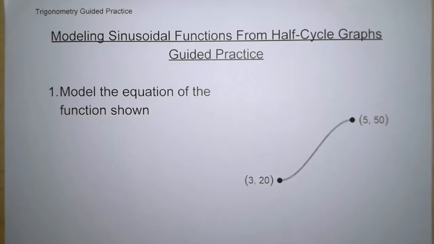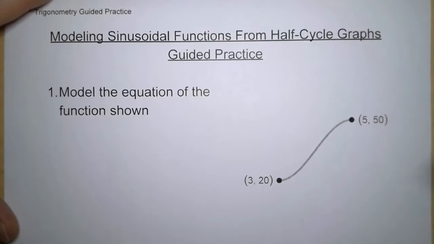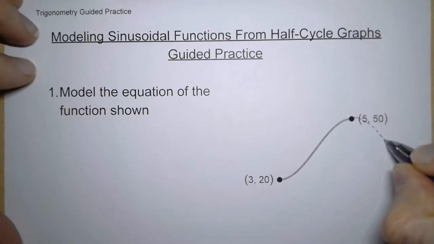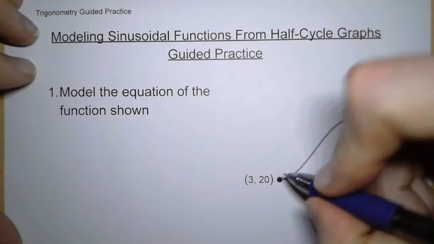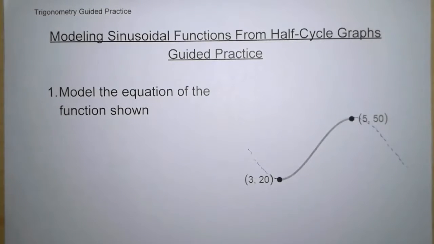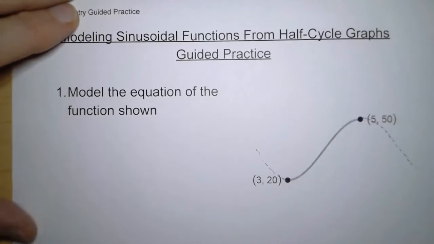So let's get started. Here we have this half-cycle graph, and this is all we know, but we do know that it's a sinusoid. So that means from here the graph's going to continue downward like that, and this graph is going to continue upward like that. So, how do we figure out the four key components?